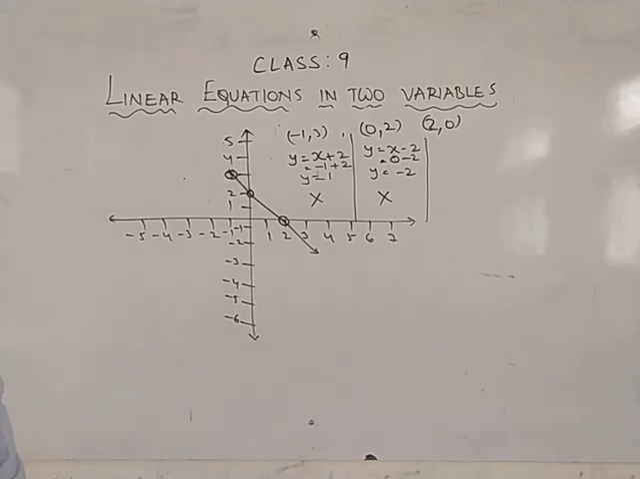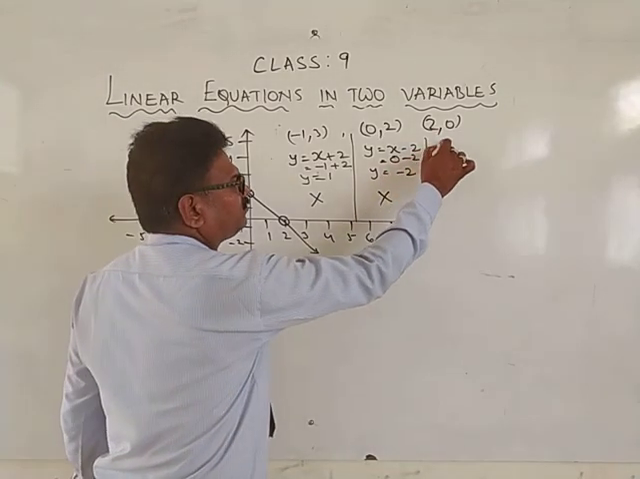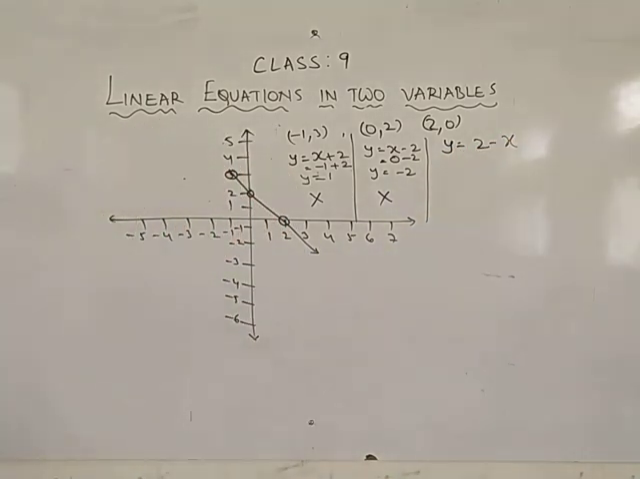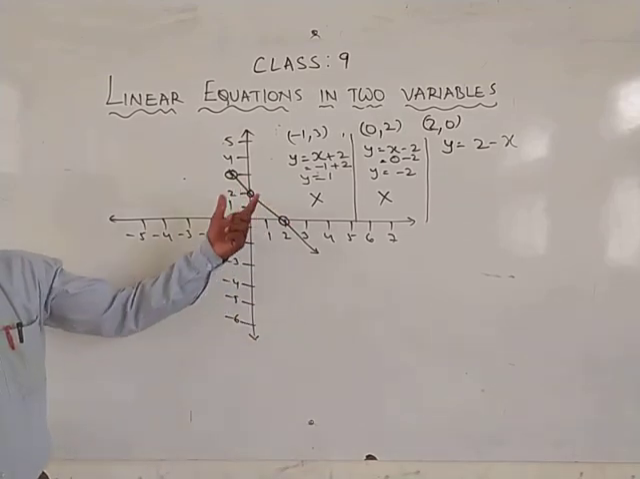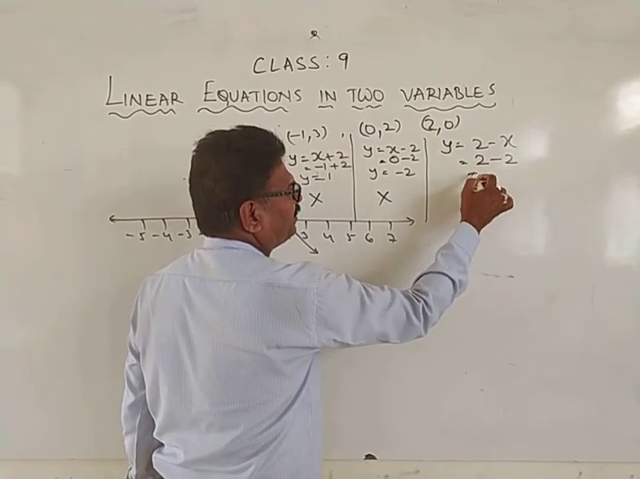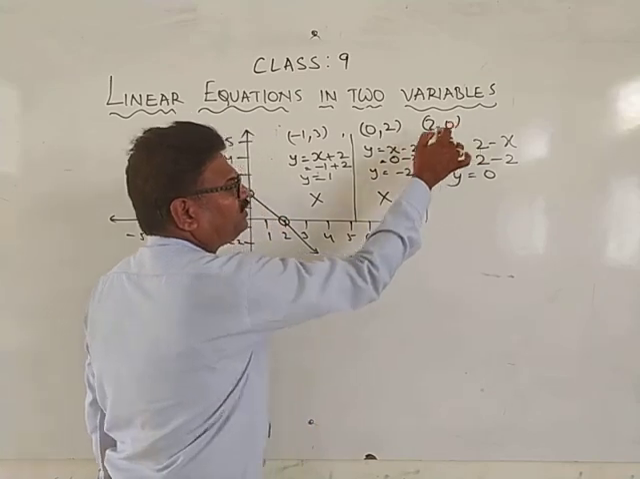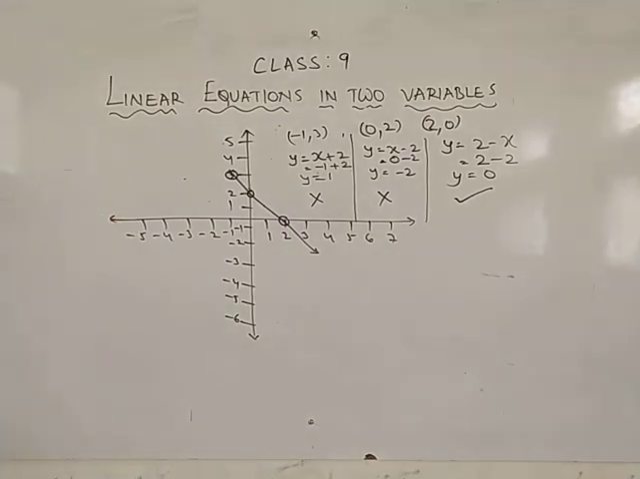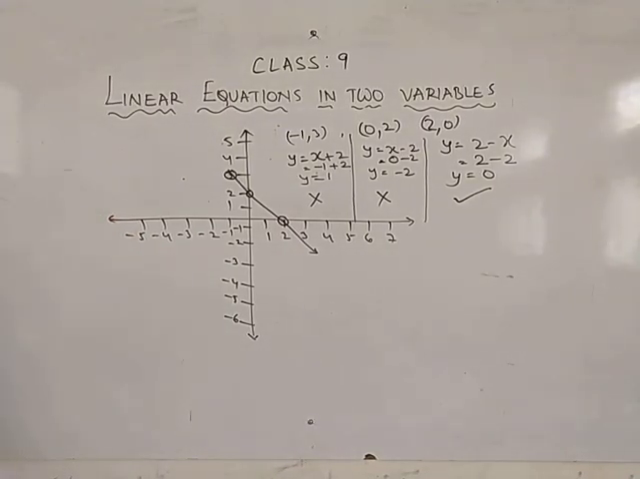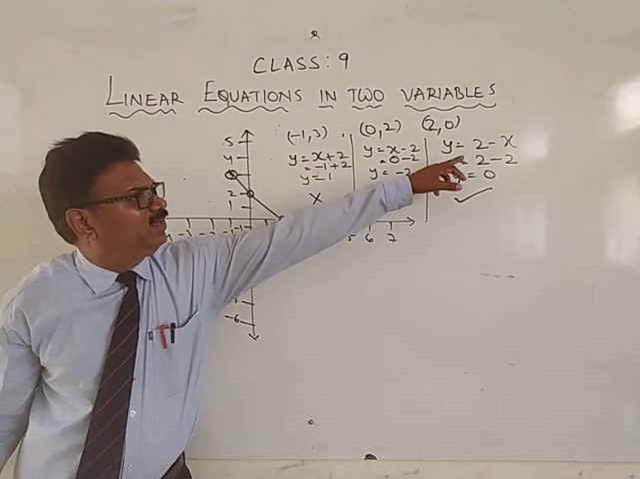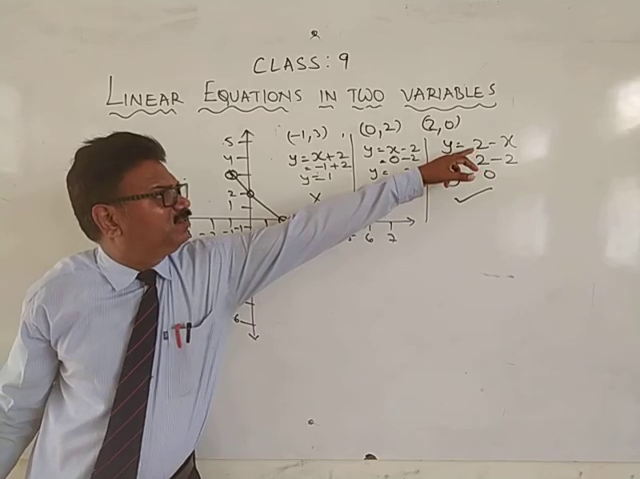Next, y equals 2 minus x. Very simple. Minus x plus 2 is also the same as 2 minus x. Any one you substitute. Now x equals 2 I will substitute. 2 minus 2, how much? 0. Y equals 0, or not? Therefore, correct. You can substitute any one. X equals minus 1 means what happened? Minus into minus is plus 1. 1 plus 2, 3.